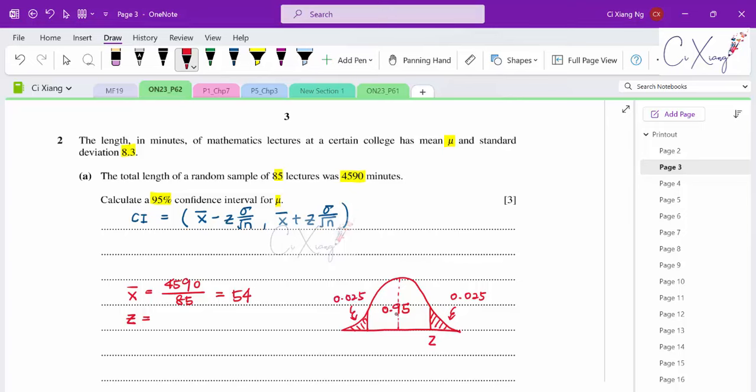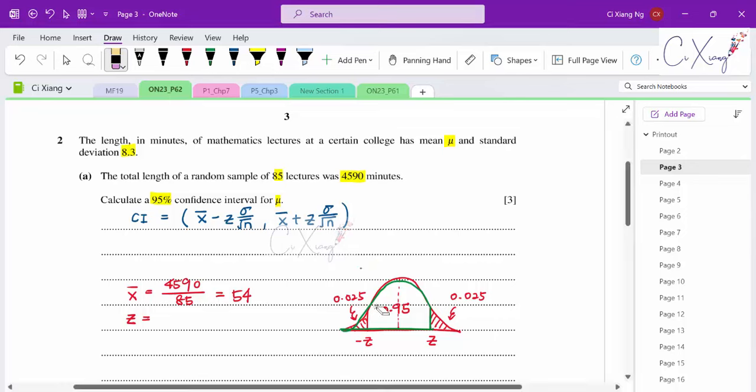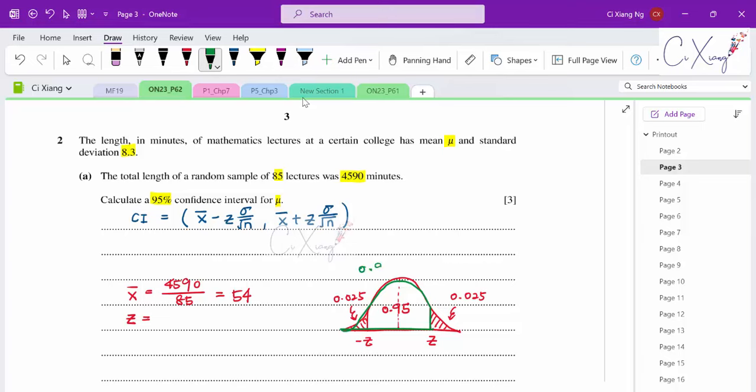Okay, so I want to get the value of z from this part. This is negative z. So to get the value of z, I need to consider the area below the z. So what's the green color area here? The whole green color area here, so the total is 0.975, right? You take 0.025 plus 0.95. Therefore, we should look for 0.975 for the value of z.